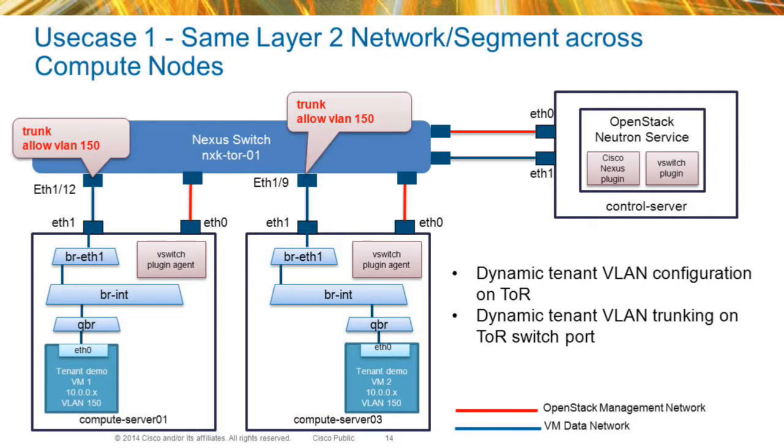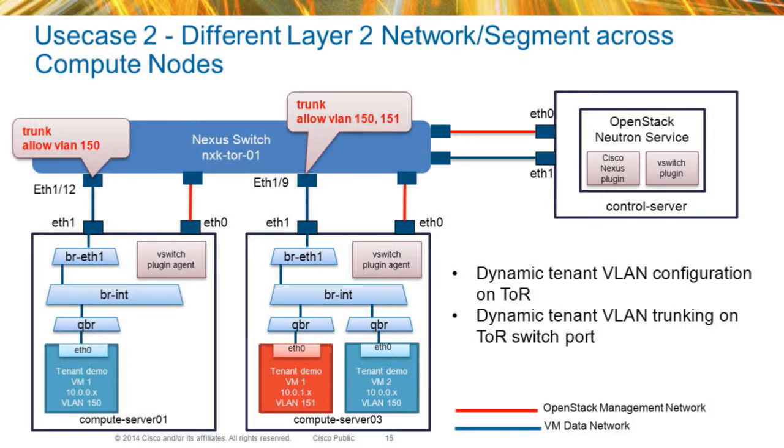So this is the first use case, where you have VMs that are part of the same segment but are on two different compute nodes and are connected via a top-of-rack switch. So here you can see that the tenant demo has a VM1 on compute server 1, which has a VLAN 150 configured, as well as compute server 03 has a tenant demo with a VM2 with VLAN 150. And both interface Ethernet 1/12 and Ethernet 1/9 on the top-of-rack will be configured dynamically with the appropriate VLAN when these VMs come up.